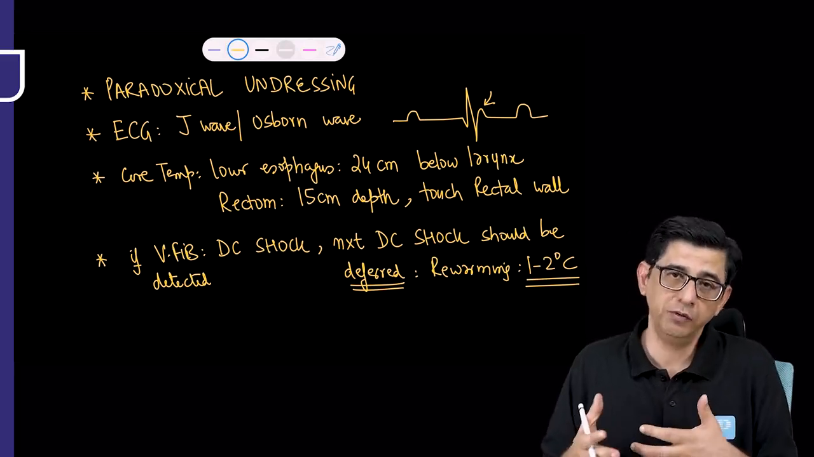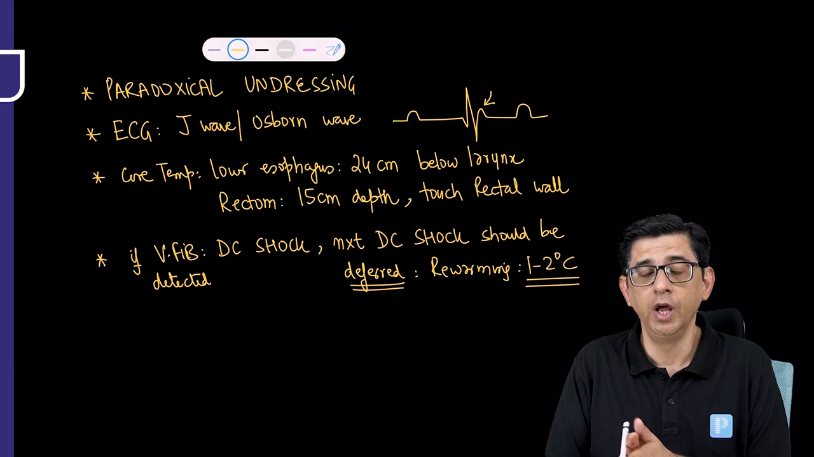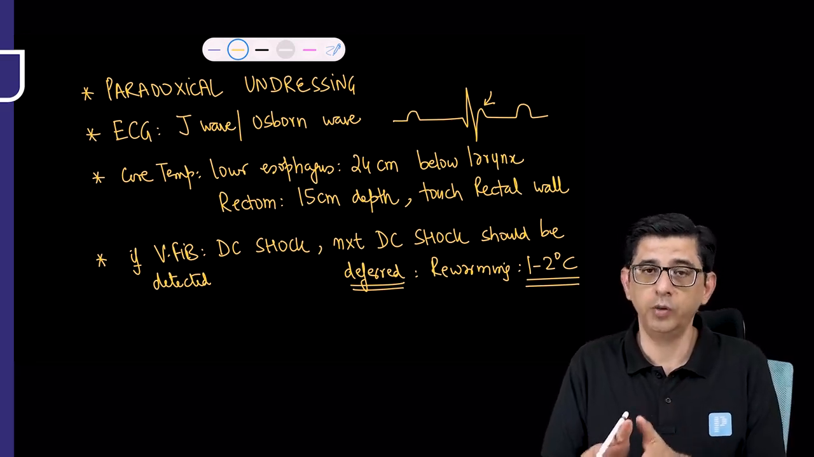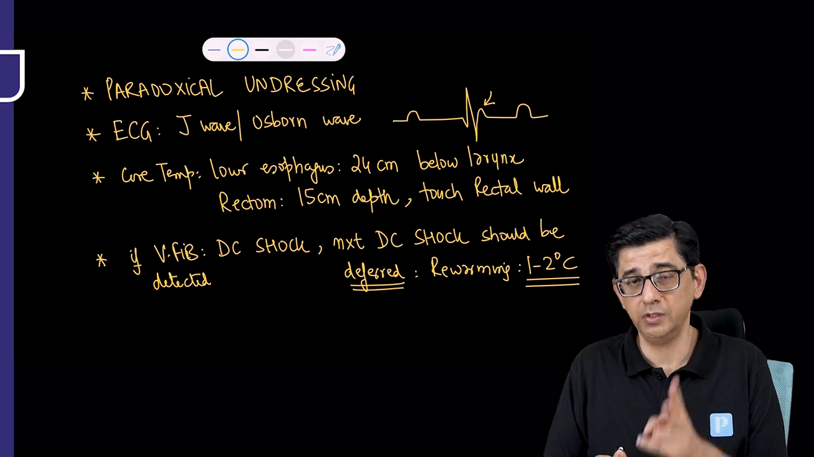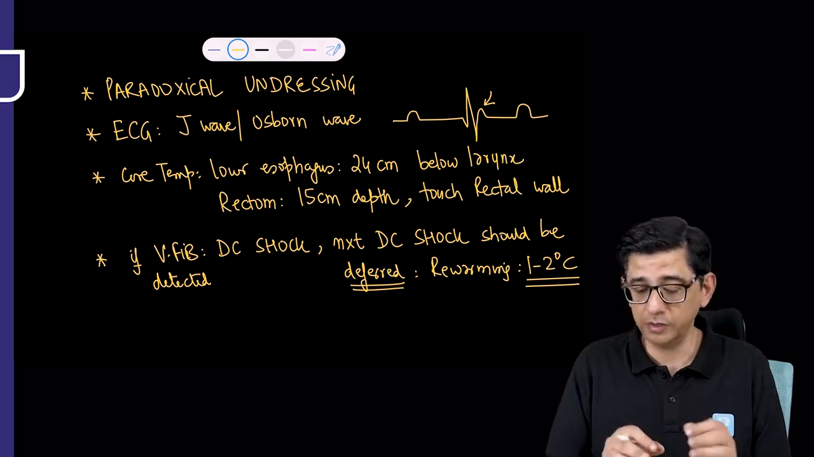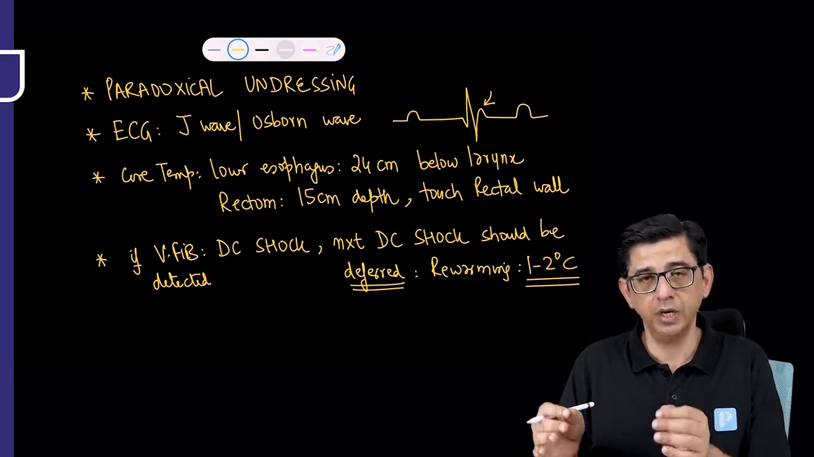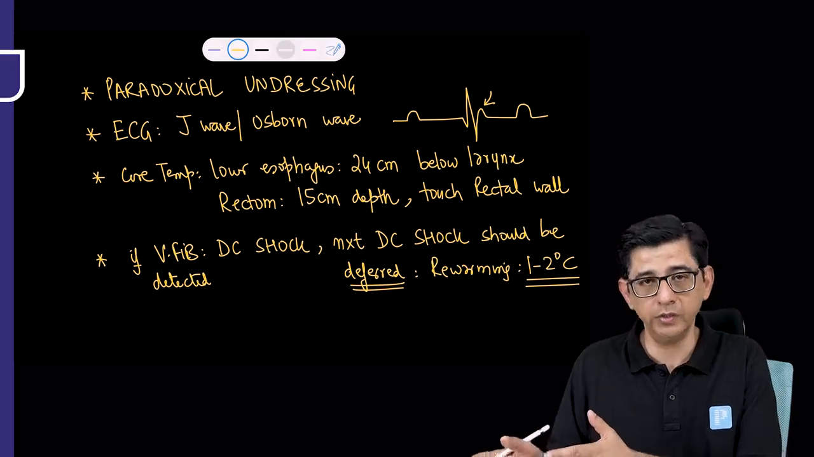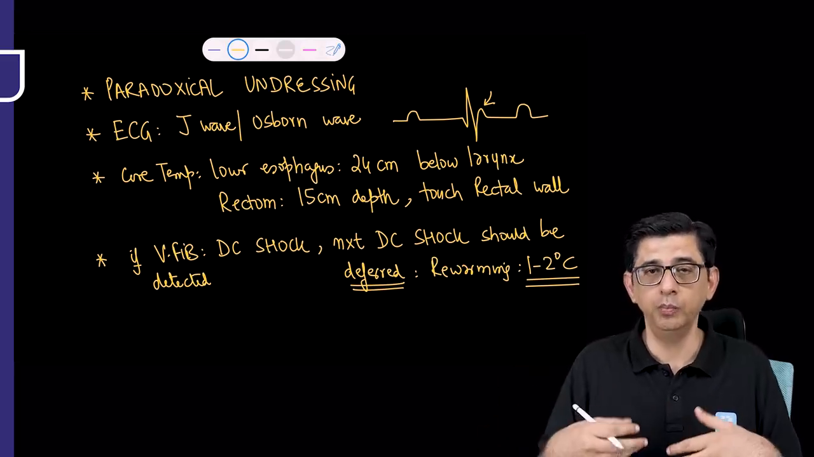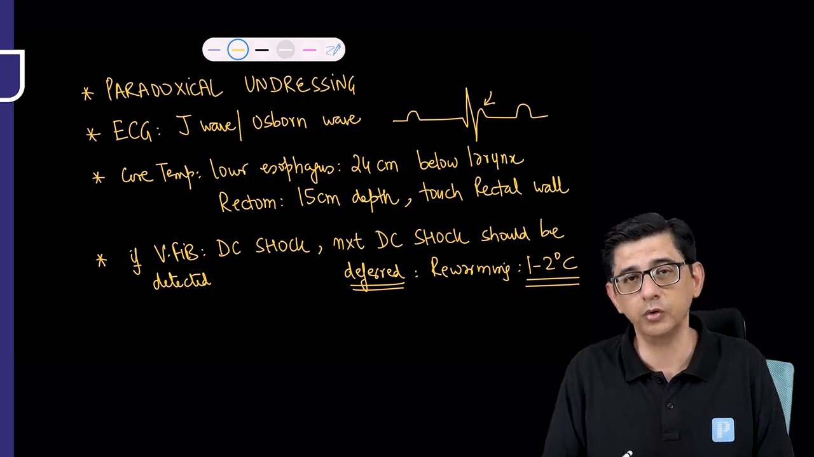I mean, the responsiveness to DC shock will improve with increasing the body temperature, and this data that I've said is valid for the second DC shock. The first DC shock is anyway to be given. For the next one, wait. First, increase body temperature by 1 to 2 degrees and then deliver DC shock to improve the responsiveness to electroshock.